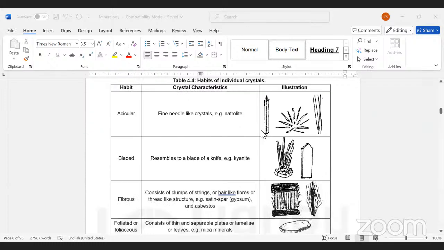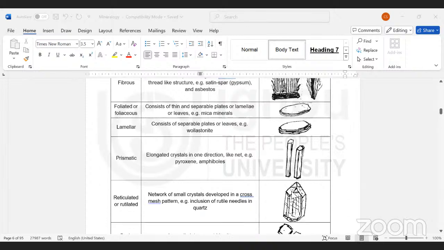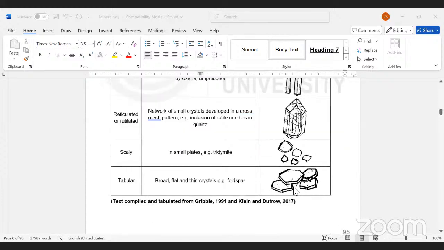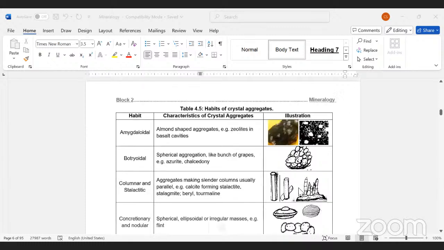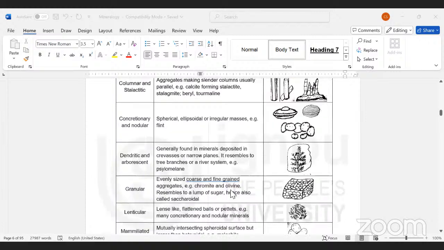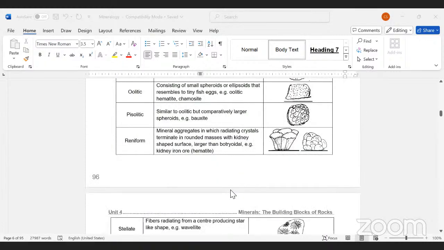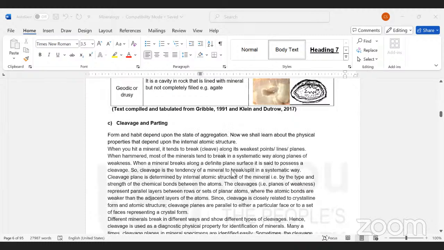See here, crystal habits: acicular, bladed structure, fibrous structure, foliated and foliaceous structure, lamellar structure, prismatic habit, tabular formation, amygdaloid formation, botryoidal formation, columnar formation, stalactitic or stalagmitic, maybe concretionary and dendritic, granular, pisolitic, reniform formation. These are all forms that will be there. And after that, the next property is cleavage.